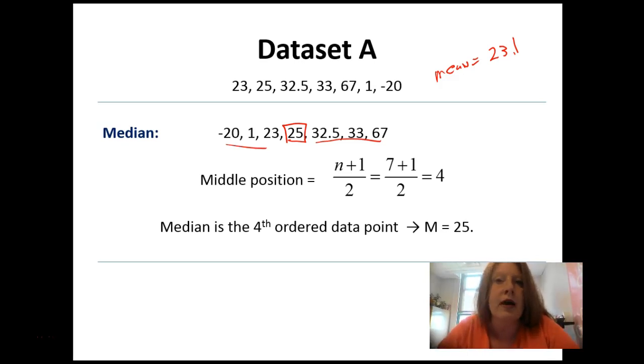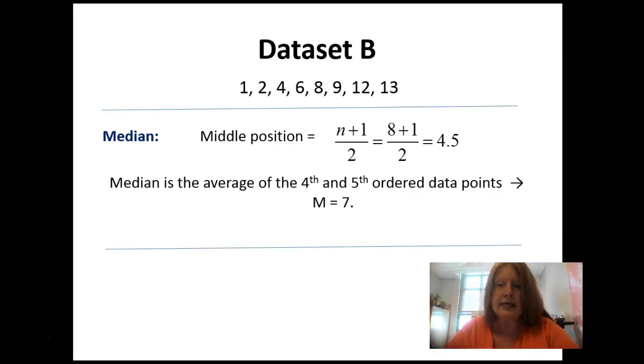But if you weren't sure about that, again, you could use that formula that I showed you earlier to identify the position of the median. So n was 7 in this case, plus 1 divided by 2 would be 4. The fourth position gives us what the median is. So again, it's extremely important that the data is ordered from smallest to largest for you to be able to accurately find what the median is.